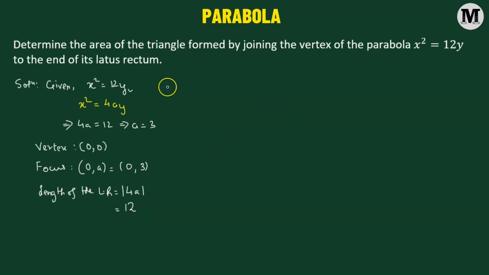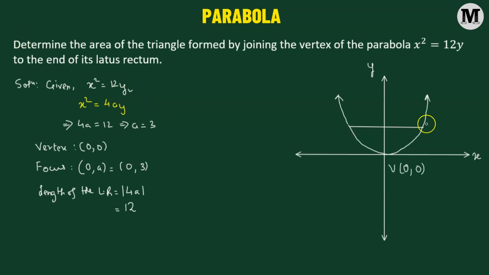Now let's try to sketch the graph of x squared equals 12y. So here we have the graph of x squared equals 12y. This is an upward facing parabola with its vertex at the origin (0, 0). The coordinates of the focus will be (0, 3). That means the length VF is going to be 3 units. And we have the latus rectum which meets the parabola at point A and point B. So AB has a length of 12 units.